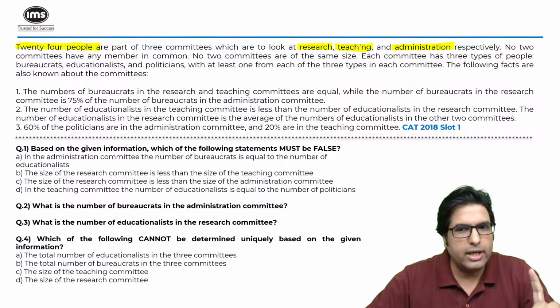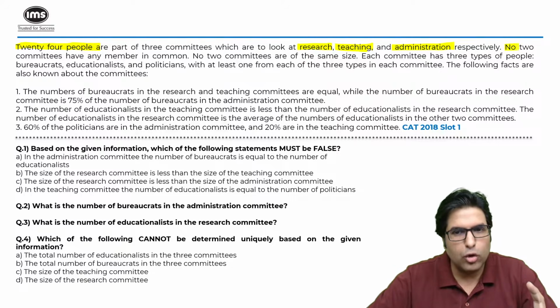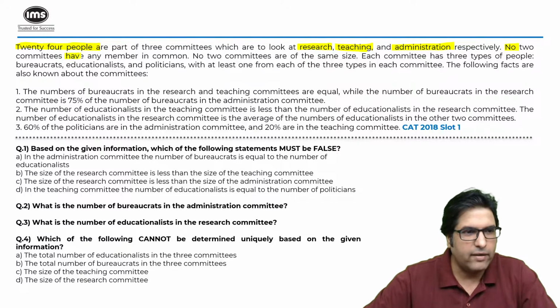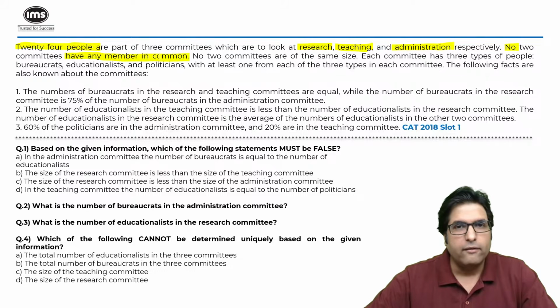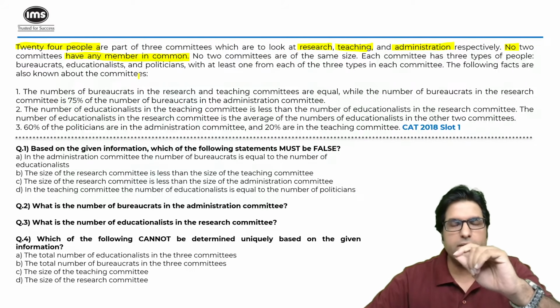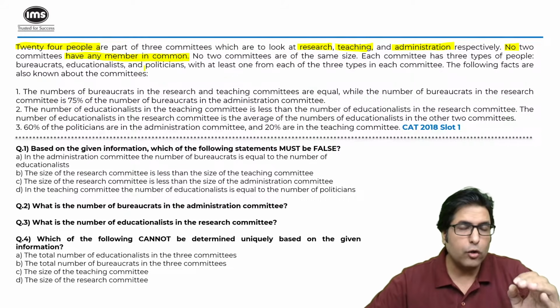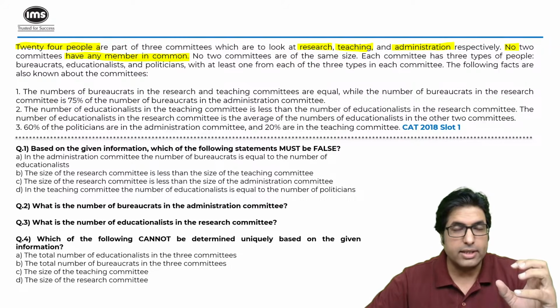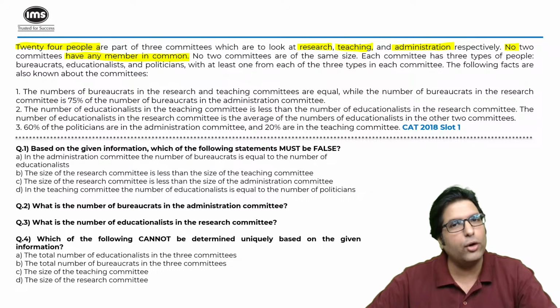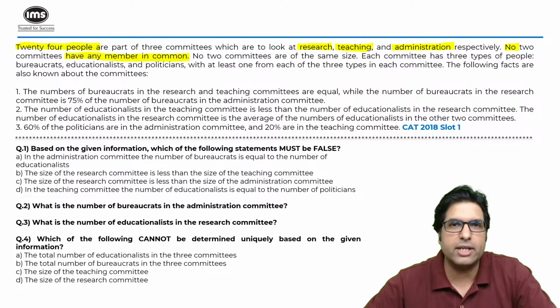A very important statement comes next, which is no two committees have any members in common, which means even if you draw those circles in a Venn diagram, think about it, you will have to create a separate diagram for each separate circle with each of the three parameters like research, teaching, and administration with nothing in common, so there will be no intersection. If there is no intersection, what is the whole point of creating those circles?